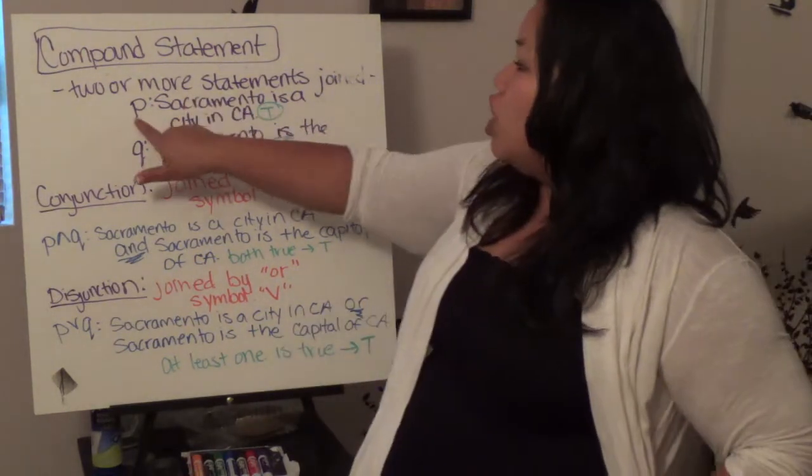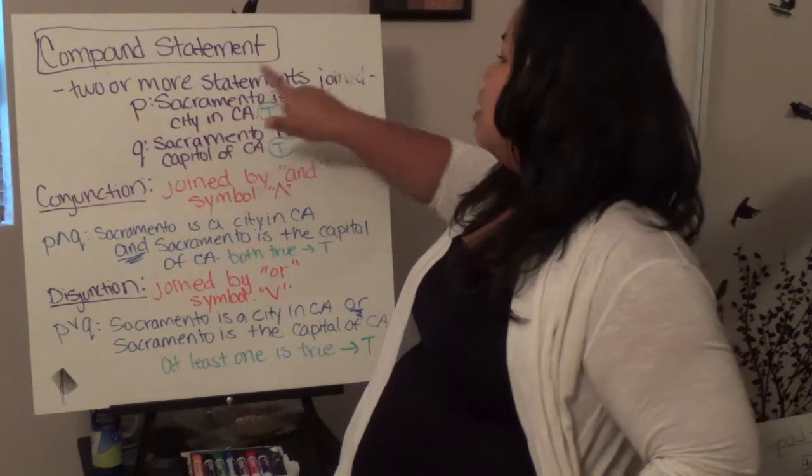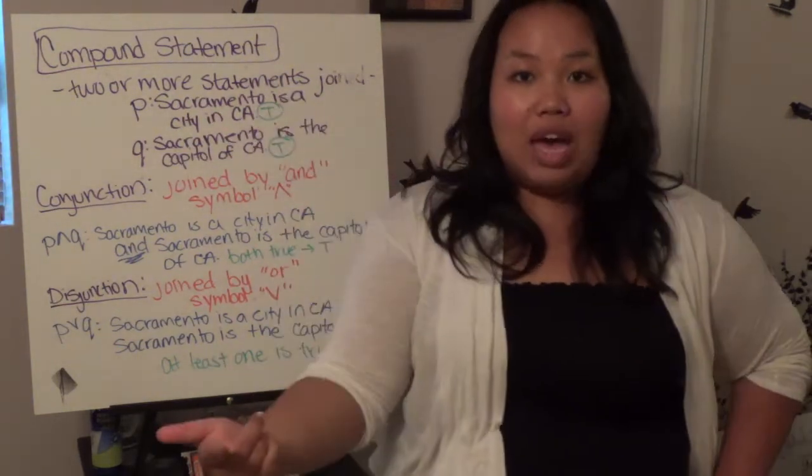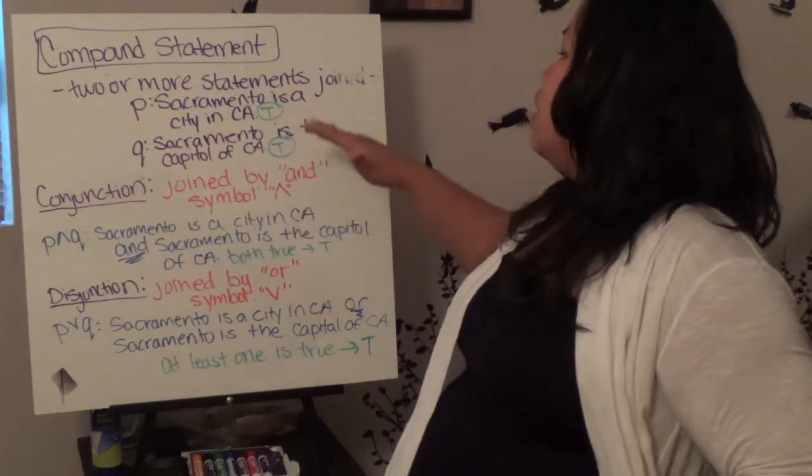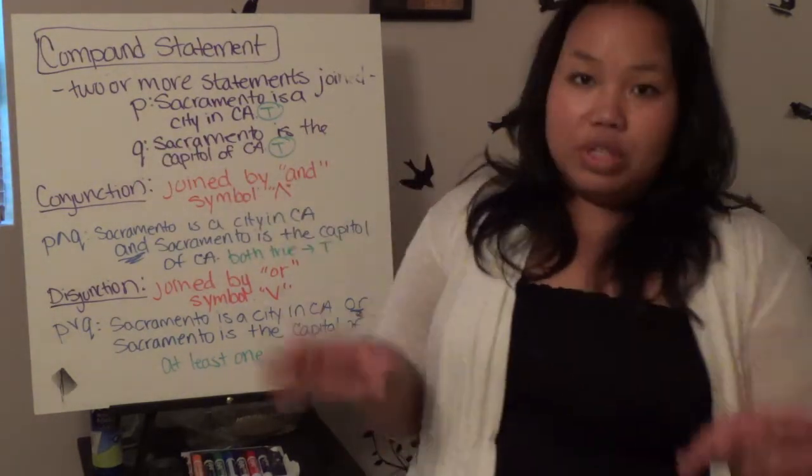The first one, we're going to call that statement P. Sacramento is a city in California. That's what we've had before. The next one, the statement is Q. Sacramento is the capital of California. It's a whole different statement.